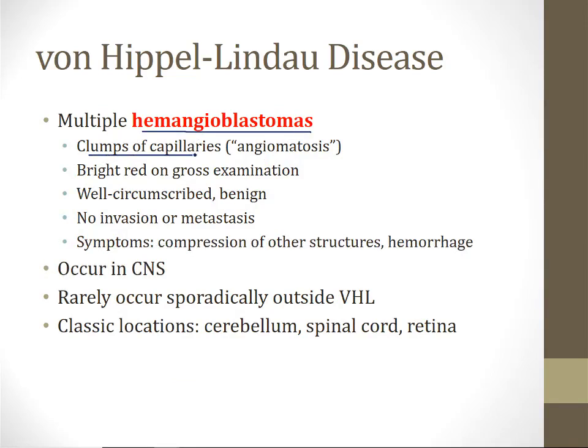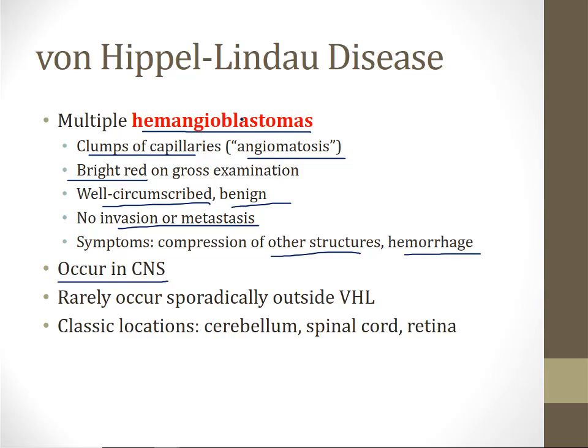These are clumps of capillaries. They are blood vessels that have undergone angiomatosis, or excessive growth. On gross examination, they appear bright red because they're blood vessels. They're well circumscribed and they're benign, which means they don't invade or metastasize, but they can cause symptoms by compressing other structures or bleeding. They often occur in the central nervous system in von Hippel-Lindau disease.